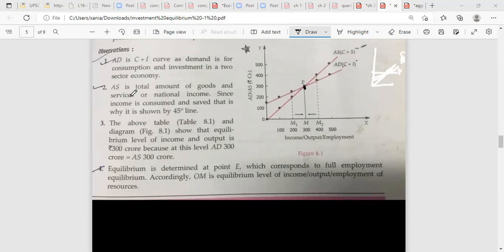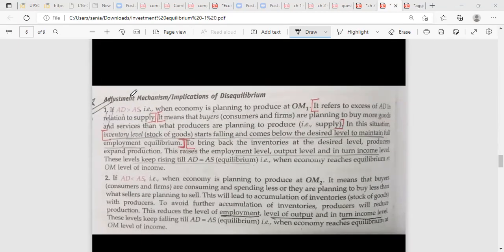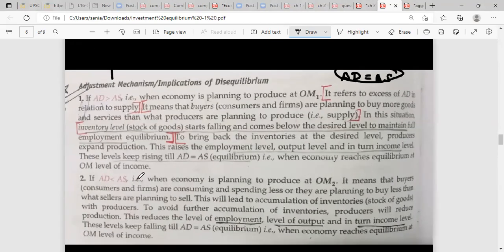Okay, good. Now over here, you already know that when your AD is equal to AS, at that point you will get equilibrium, right? But what if your AD is greater than AS? Or what if your AD is less than AS? What will you do at that time?